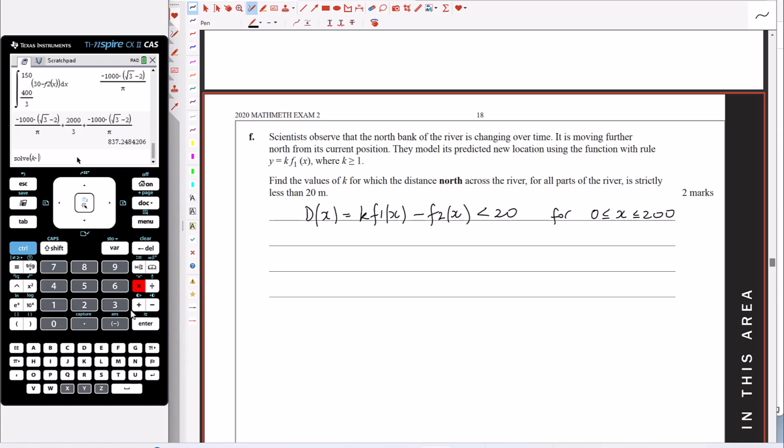Let me see what happens. Solve k times f1 of x minus f2 of x has to be strictly less than, so not even less than or equal to, has to be less than 20. And I'm going to solve, yeah, let me try solving that for k, given that x has to be between 0 and 200. Let's try that.